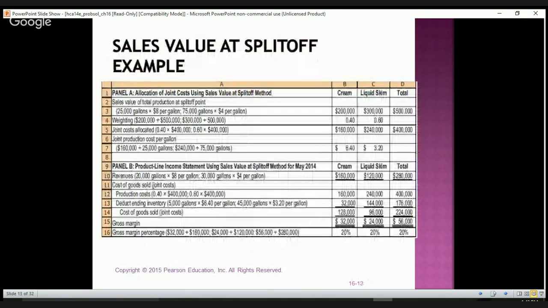So this is how we break it down. In this example, we use the sales value of total production at split-off to determine that cream is 40% and liquid skim is 60%. Those percentages are then used to allocate the joint costs. So if you take the 25,000 and the 75,000, that's how they get the 40-60 split.